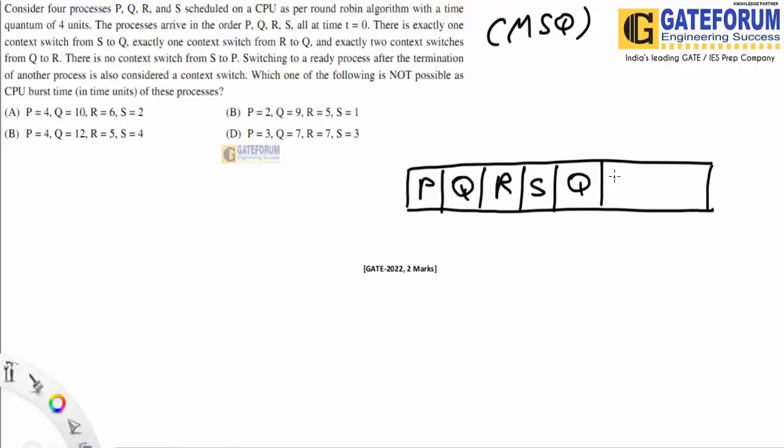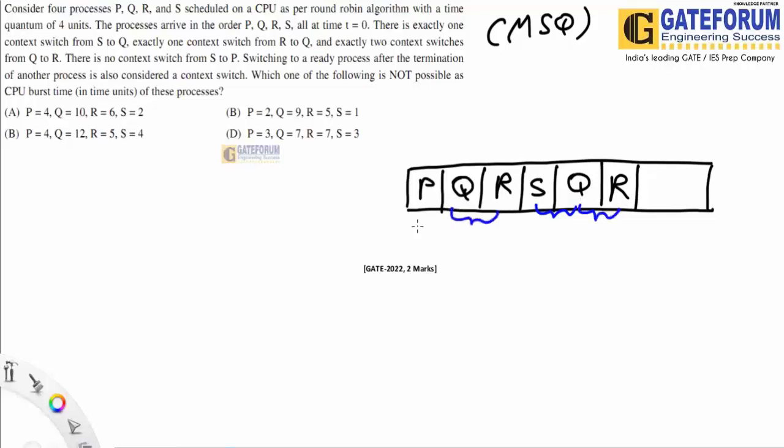So now we have one context switch from Q to R. We have already done a particular context switch from Q to R previously. Now this is the second context switch from Q to R. So two context switches from Q to R are done. One context switch from S to Q is done. So this is what was required. This is done. Q to R done.